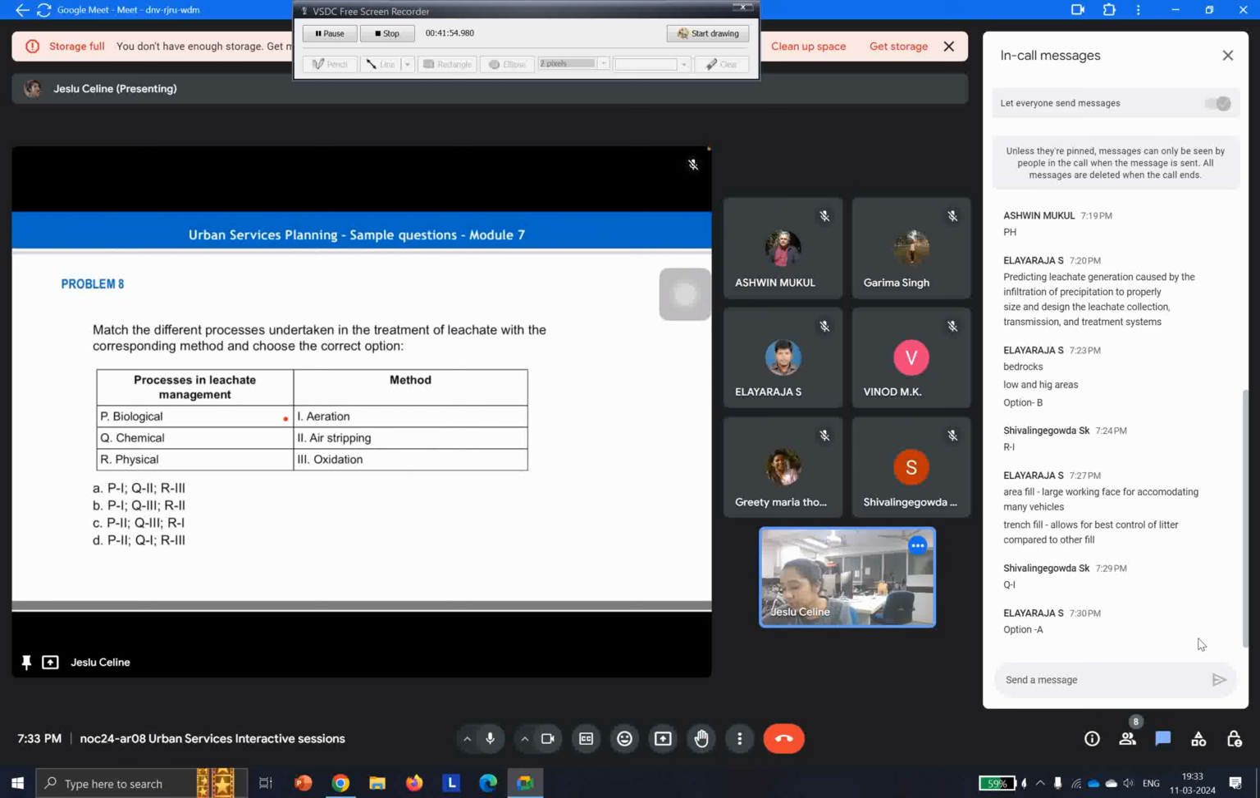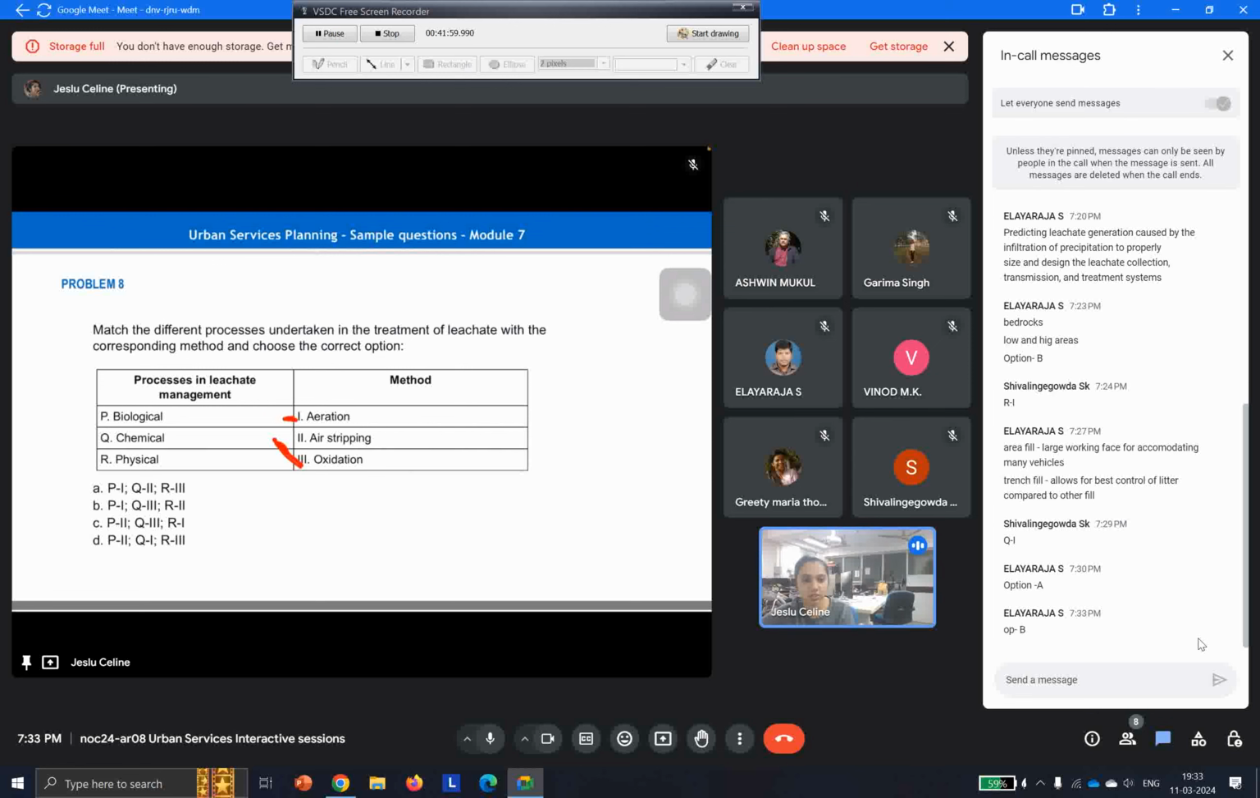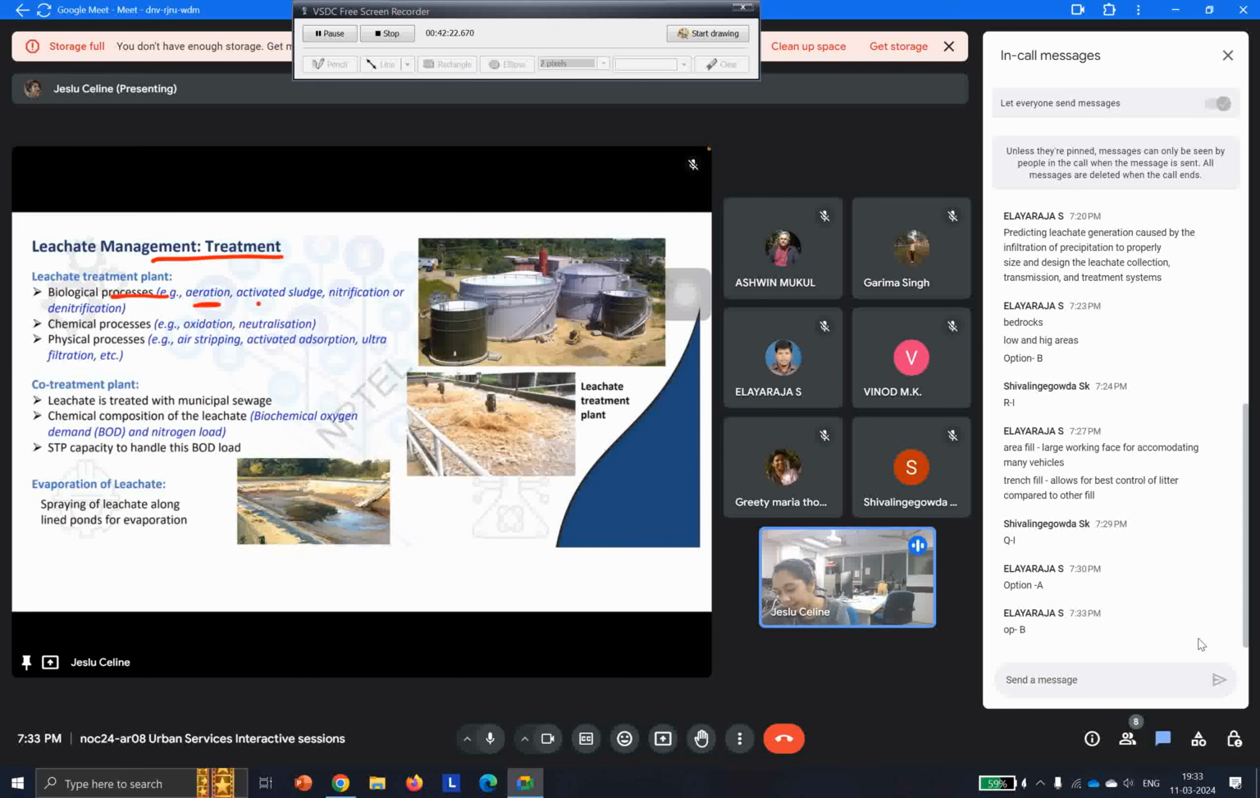Oxidation is considered to be a chemical process because we are adding oxygen, and the chemical properties are changing over there. Air stripping means we are removing gases using air, so that's a physical process. So that works out to option B, as rightly answered in the chat box. This is what we have discussed in our lectures. There are different biological processes, which include aeration, activated sludge, nitrification, and denitrification. This is done in biological reactors.